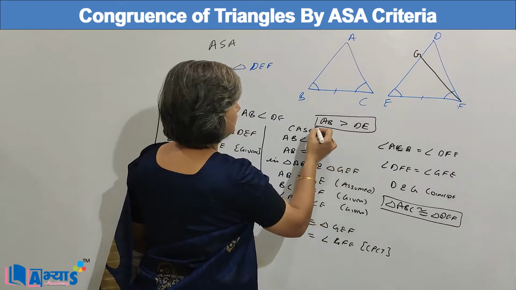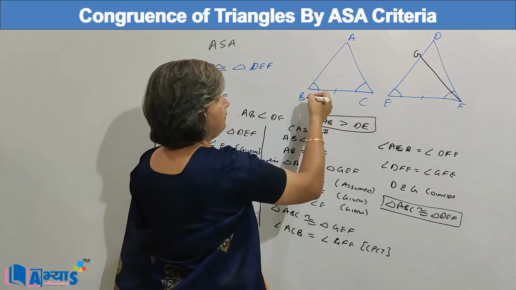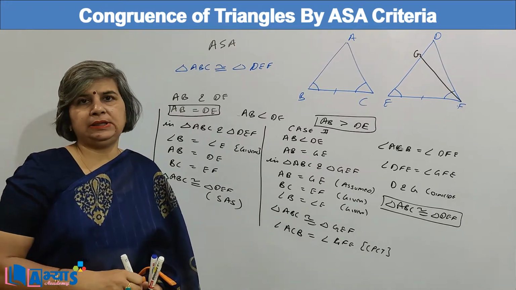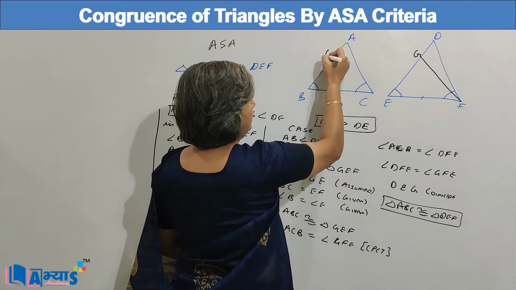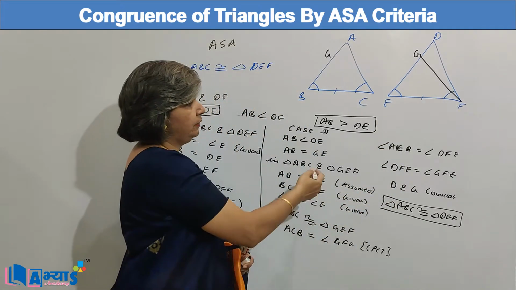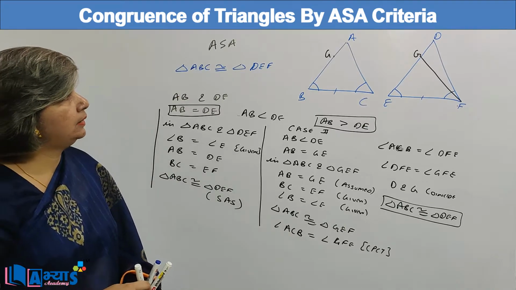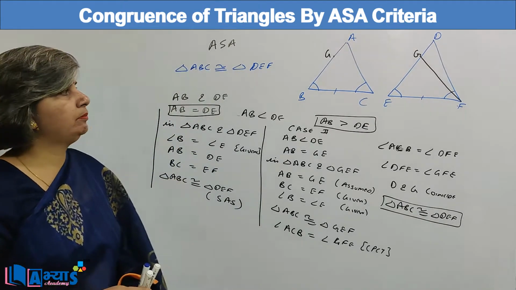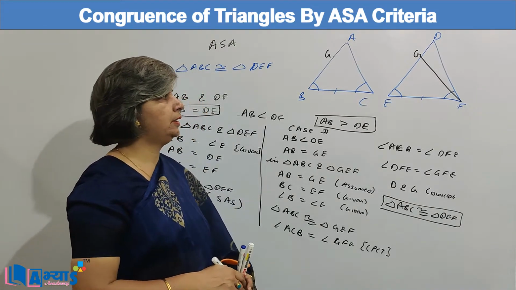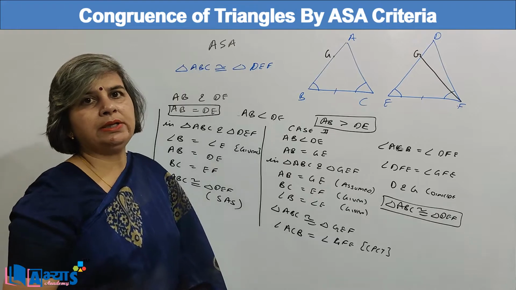so in the case 3 we can use the same concept that we used in case 2 and we will take a point G on AB such that GB is equal to DE. That means if we take a point G on AB and we say that GB will be equal to DE, and in the same way that we have done in the case 2 we can prove that triangle ABC is congruent to triangle DEF. That means in all the three cases we have proved that triangle ABC is congruent to triangle DEF. So hence the theorem comes to us that the ASA is also criteria for the congruence.